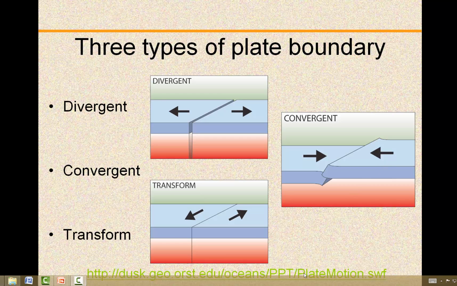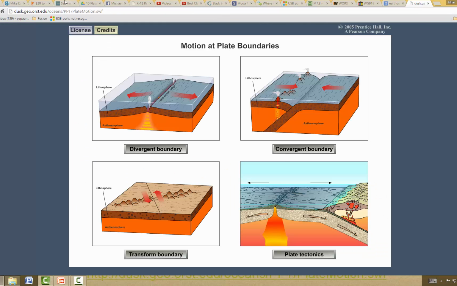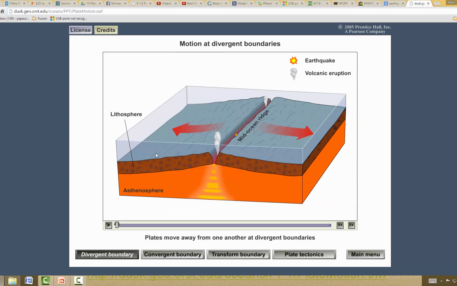So what I'm going to do first is show you this Shockwave file. I think you can see the whole URL, but if you just type in plate motion SWF, you can see this, and this actually shows you divergent plates. If you take a look, you can see these plates are actually diverging. You can see the key up there shows you earthquakes. All the earthquakes happen very shallow, and they happen in a nice straight line.